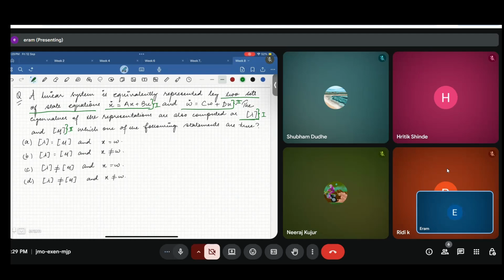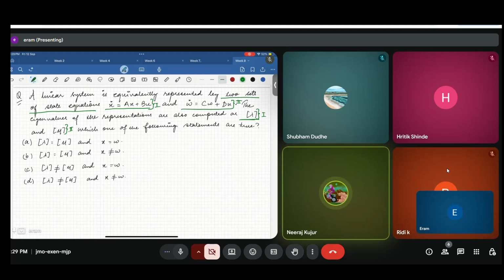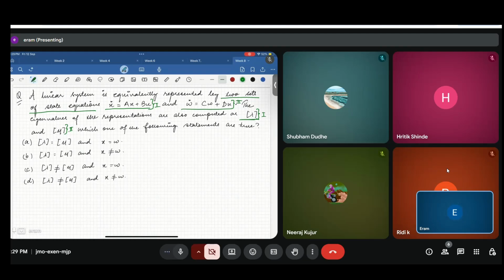But what about the transfer function? The transfer function is unique. If you have fixed the input and output of the system and you calculate its transfer function, you will get the same transfer function. But for the state space model, this is not the case. But the moment you fix the state variables, input and output, you will get the same state space model as well.